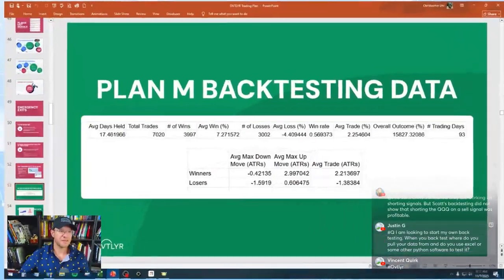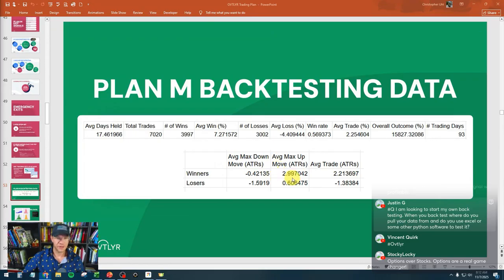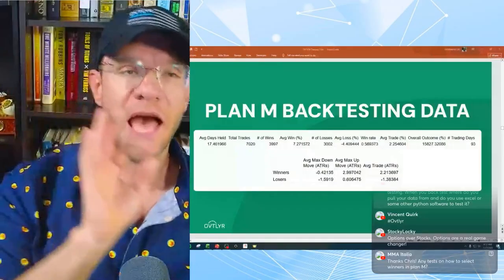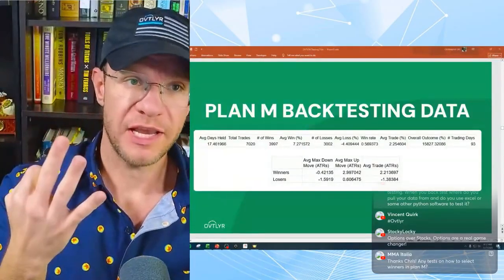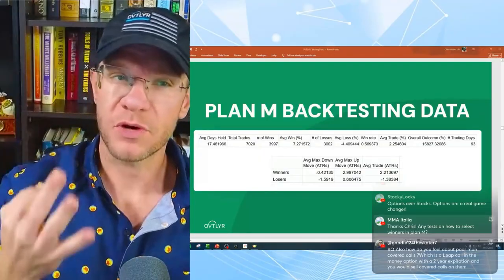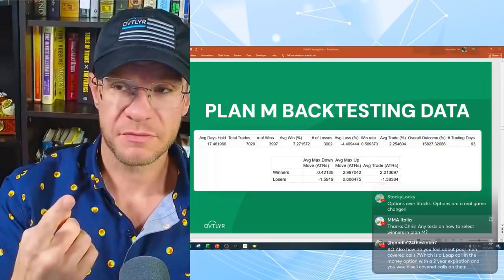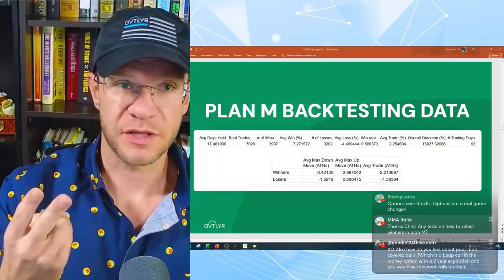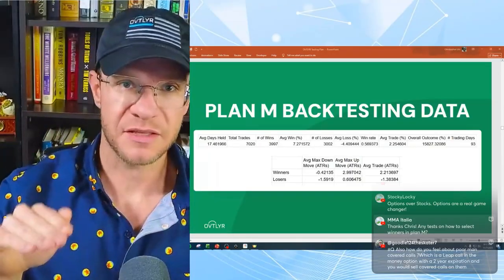Now let's dive even deeper into the backtesting data right here. The average trade winner moved up 3 ATRs. Let me repeat what I just said. The average winning trade moved up 3 ATRs, meaning you could roll that option 3 times. And when you roll an option, you take partial profits, you free up capital to trade other trades with, and you get to keep the trade alive. It is one of the most ninja hacks that I've ever come across.